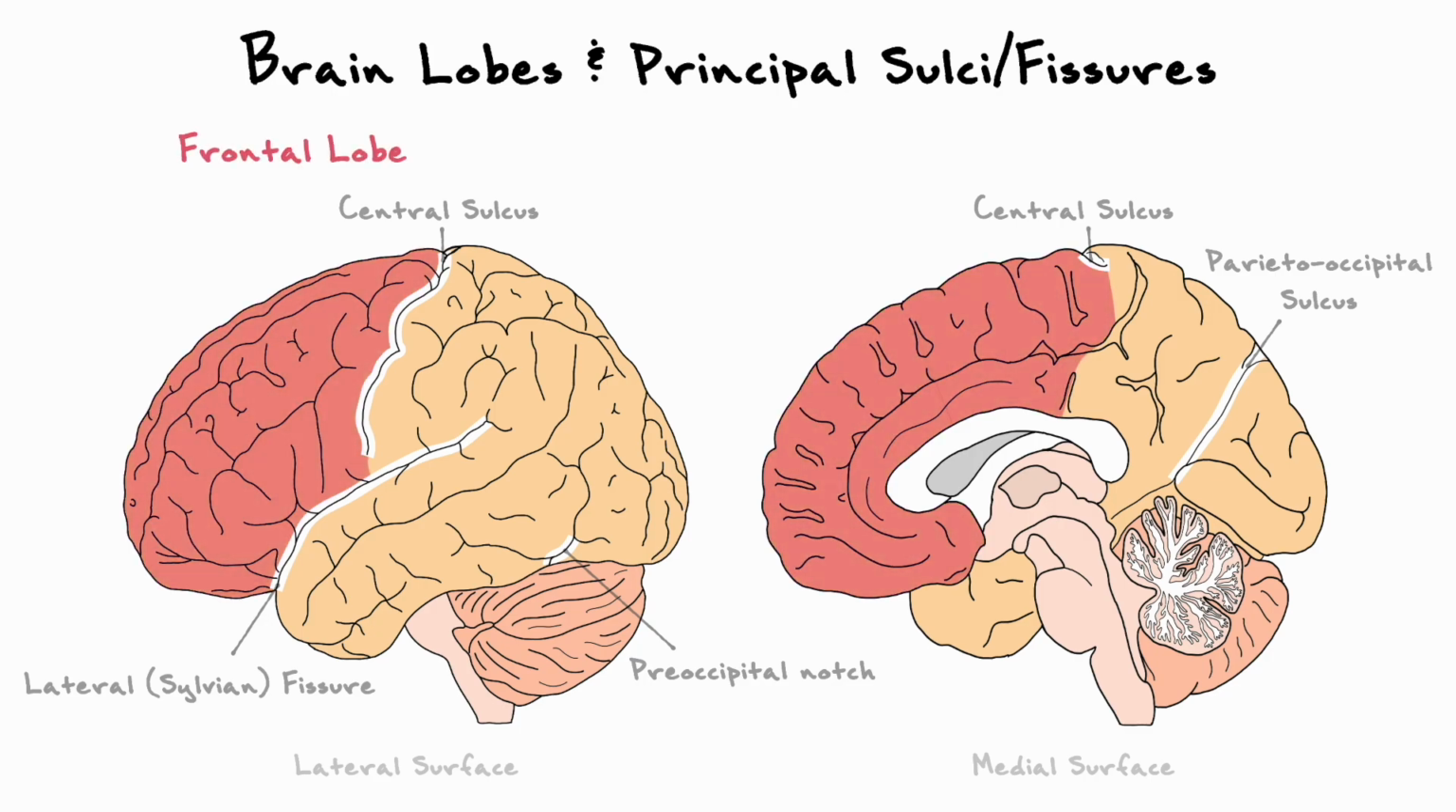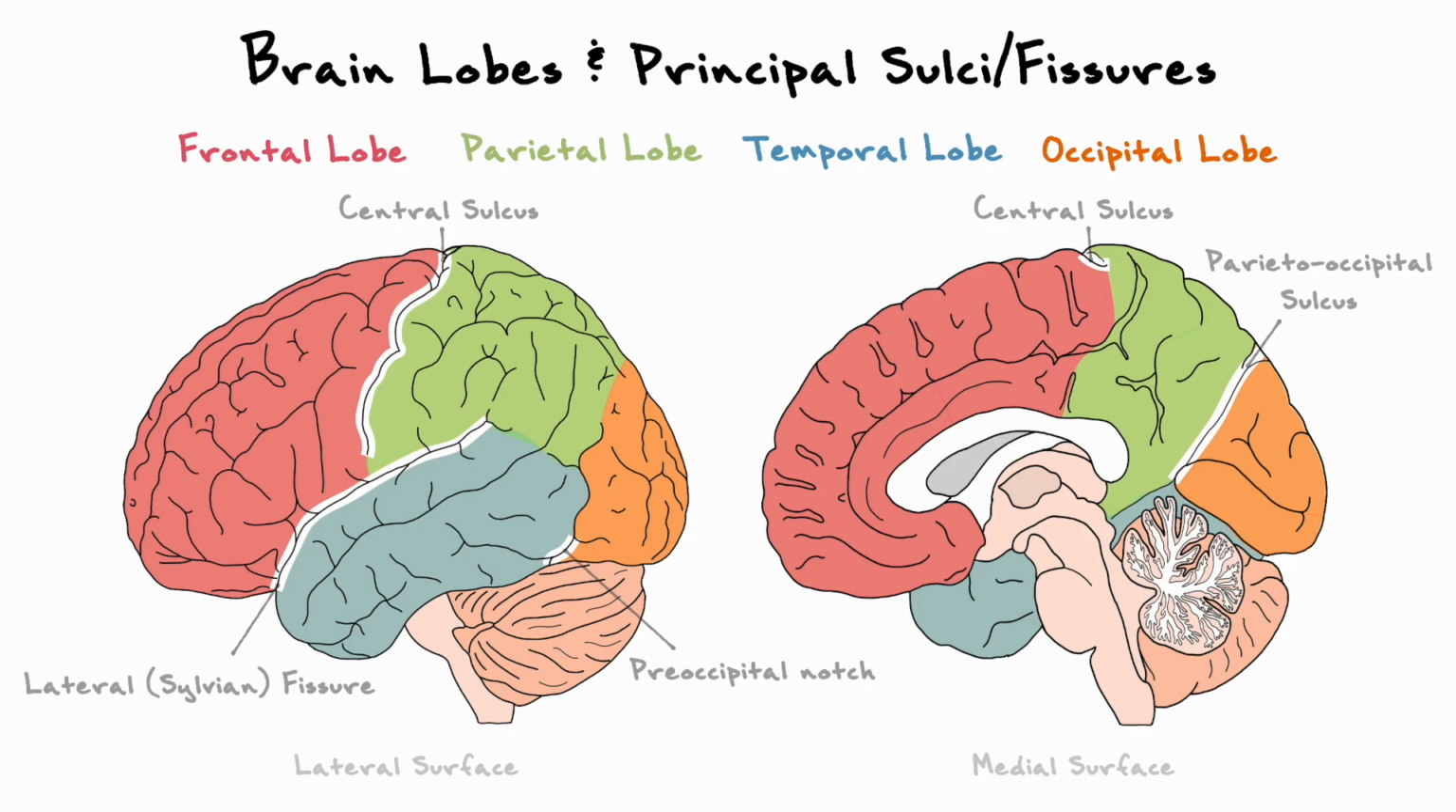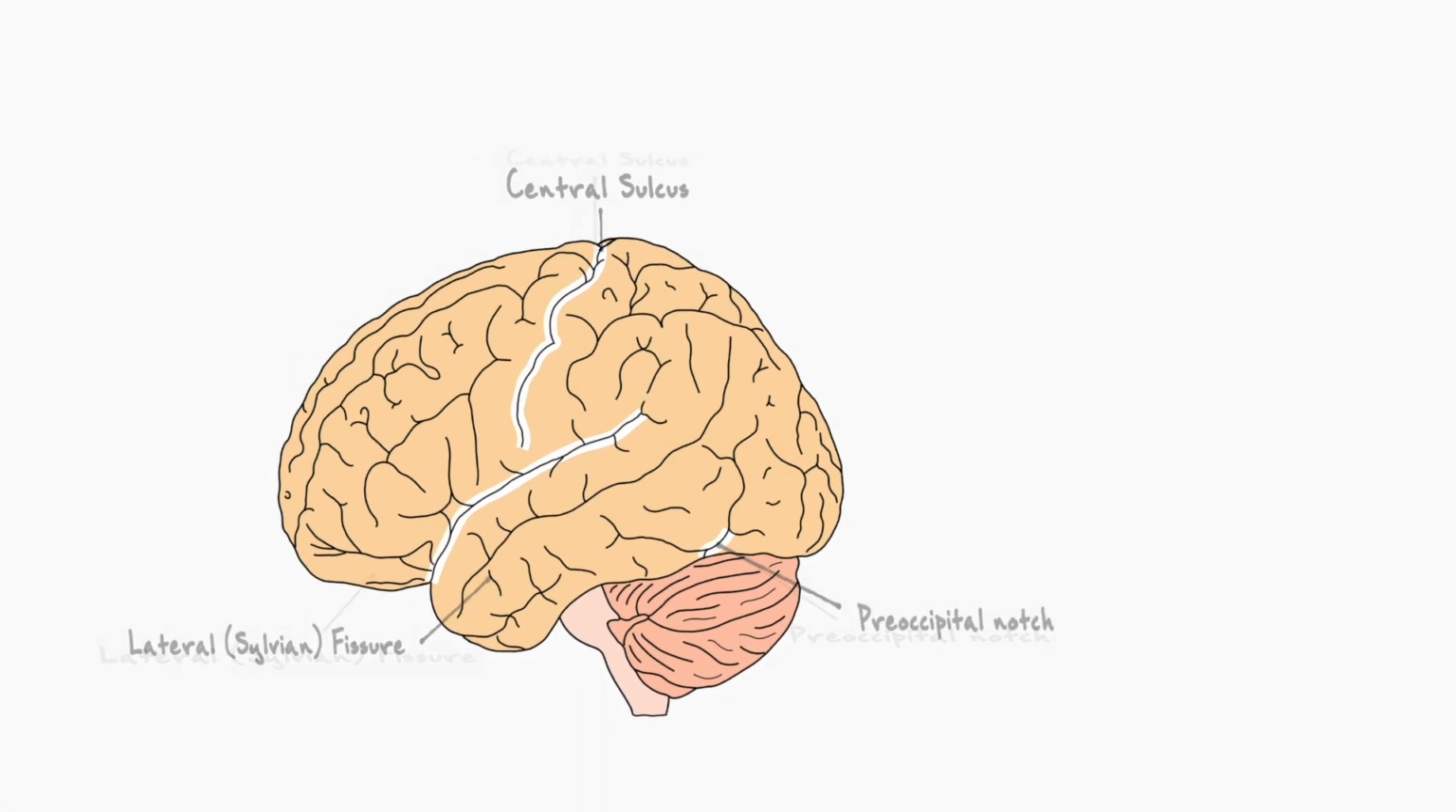The central sulcus divides the frontal and parietal lobes, and the lateral fissure divides the temporal from the frontal and parietal lobes. The parieto-occipital sulcus and the preoccipital notch separate, somewhat arbitrarily, the occipital lobe from the parietal and temporal lobes. The four lobes represent the broadest way of dividing the brain in terms of anatomy, but as you can see, within each lobe there are many more sulci and gyri that we can use to our advantage to divide the brain further. Let's start with the lateral view.